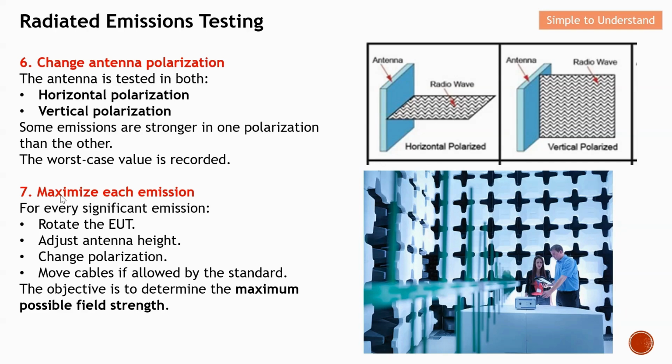So this is what I mentioned earlier on. We need to maximize each emission measurement. So for every significant emission, we rotate the DUT in order to have the worst phasing. Next, we will adjust the antenna height so that the emission picked up by the spectrum analyzer or EMI receiver will be the highest. We also will change the antenna polarization. So we will keep doing this iteratively until we pick up the strongest EM wave that is emitted by the DUT.